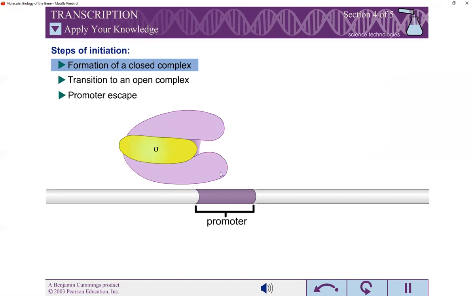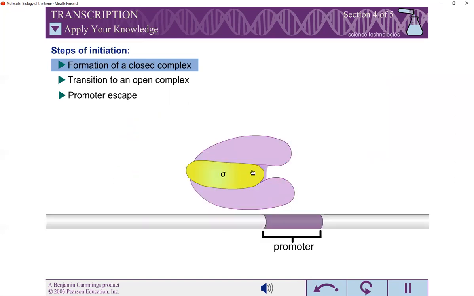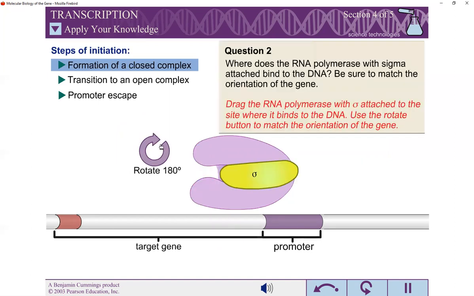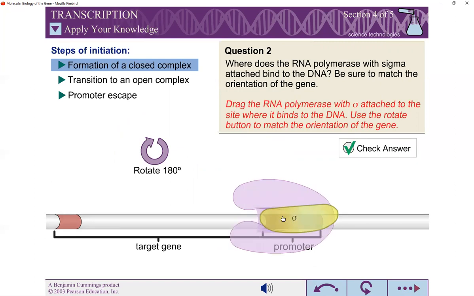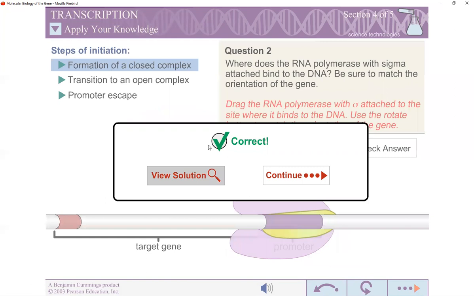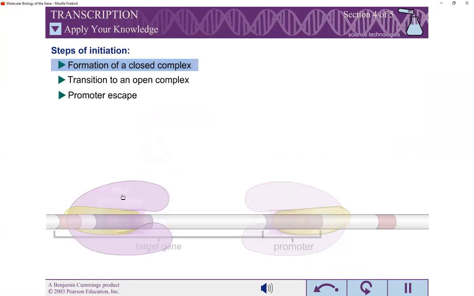Question 2: where does the RNA polymerase with sigma attached bind to the DNA? Be sure to match the orientation of the gene. Now, where is it going to bind? It is going to bind to a specific site which has the gene orientation. It is going to bind here. Correct.